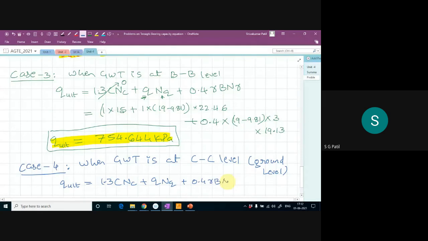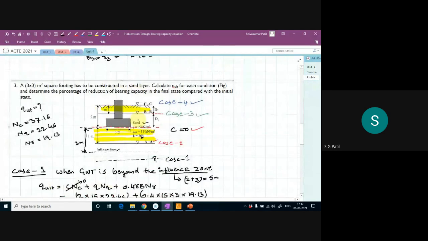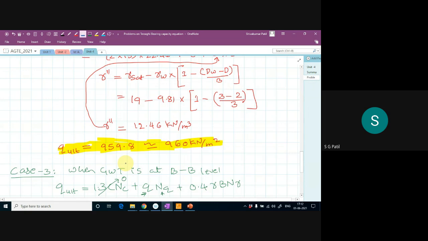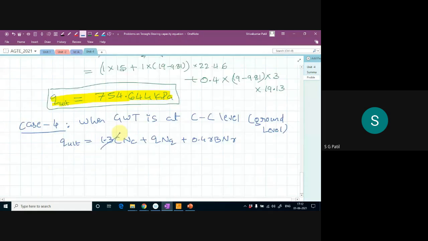Okay. So let me write the formula here. Q ultimate equals 1.3 c Nc plus q Nq plus 0.4 gamma B N gamma. Once the water table is up to ground level, the entire thing is under submerged condition. All the soil is under submerged condition. That means you have to take the submerged unit weight, so all the gamma should become your submerged unit weight.